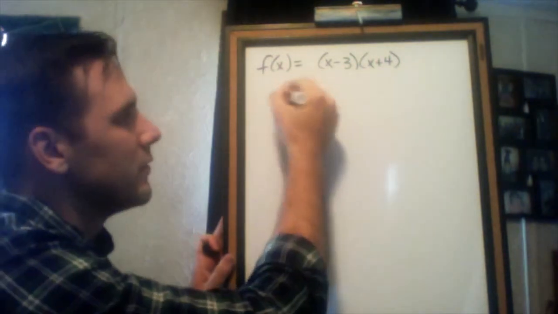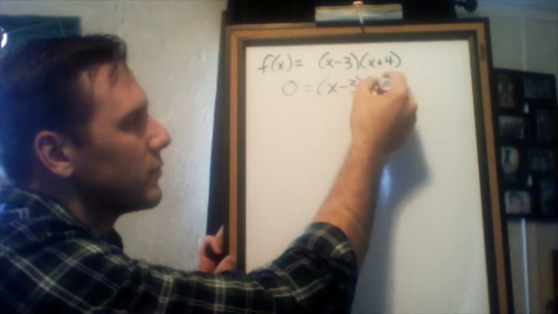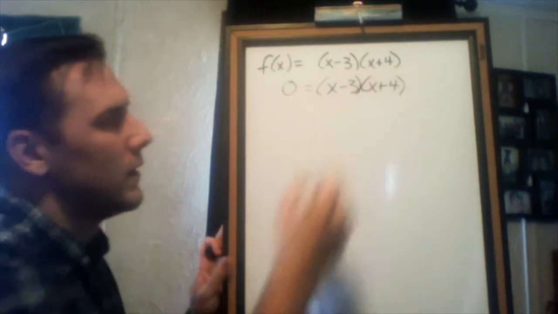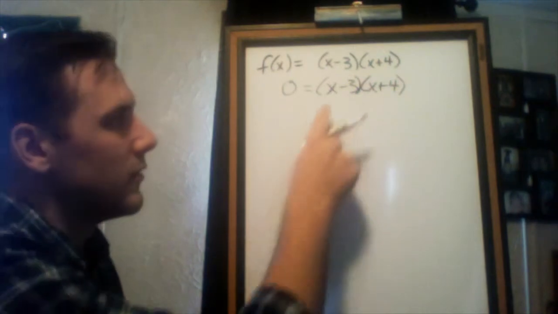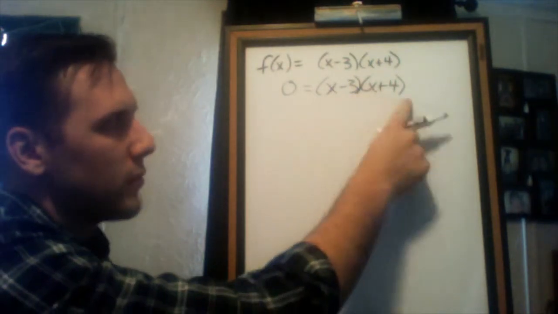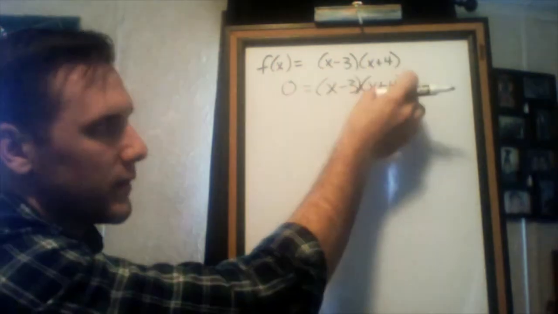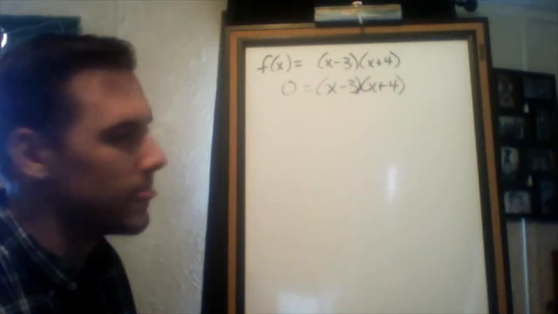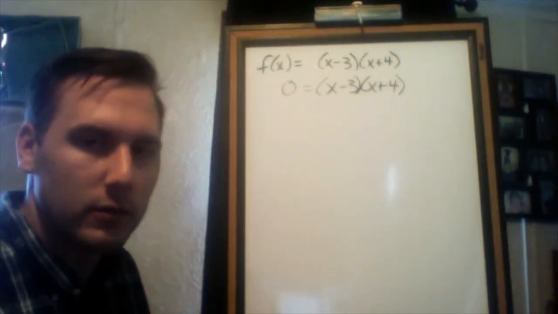So we're going to say 0 is equal to (x minus 3)(x plus 4). The way this whole right side would end up equaling 0 is if either this part or both were equal to 0. Because if this was 0, then it's 0 times whatever x plus 4 is. If this was 0, it's 0 times x minus 3, but again, 0 times anything is always 0.